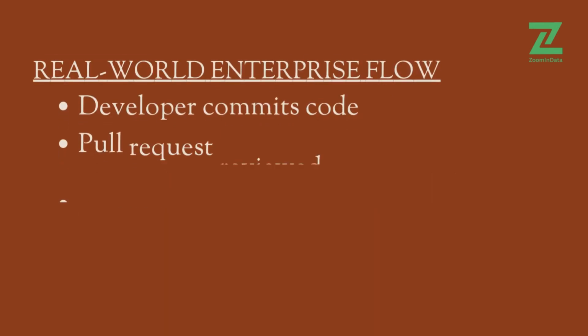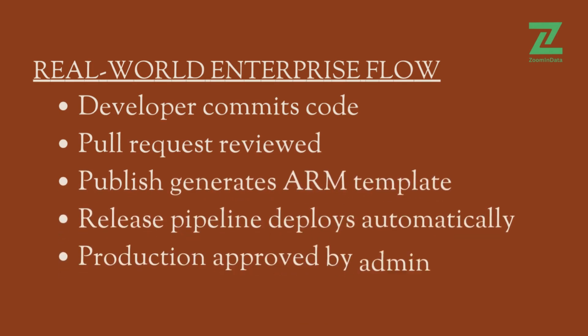In real enterprise flow, the developer commits code. A pull request is reviewed and approved. Publishing generates the ARM template. The release pipeline deploys automatically. Production deployment is approved by an administrator.